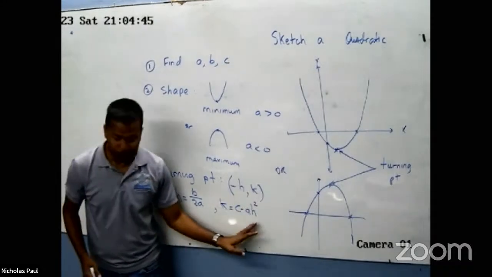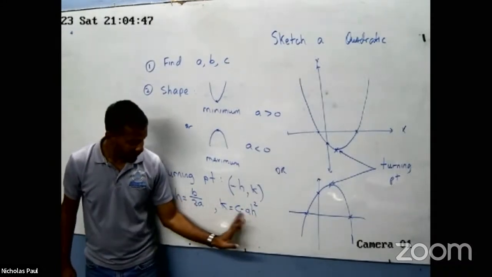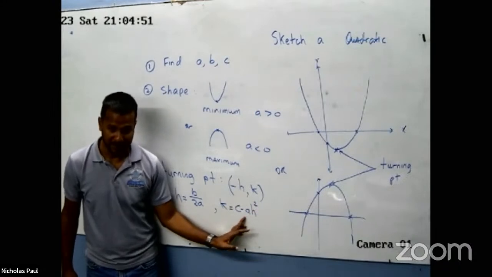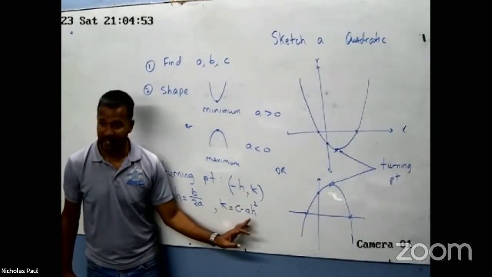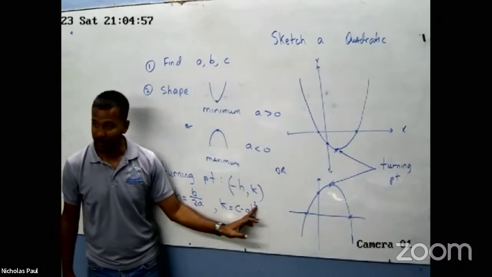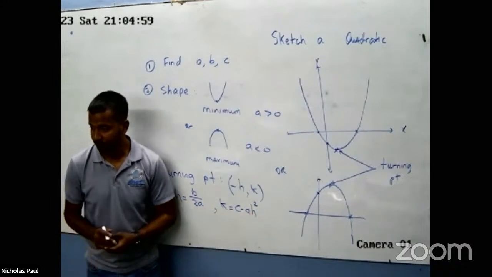Just something I want to point out here. This is saying you're squaring the H, then you're multiplying by A. It's not A by H, then you're squaring it. This is A by H squared. You're squaring the H.